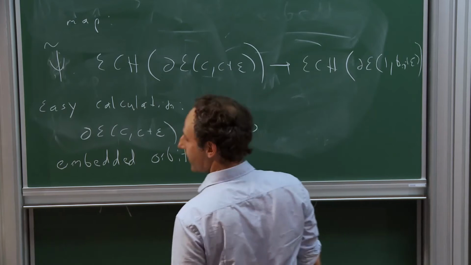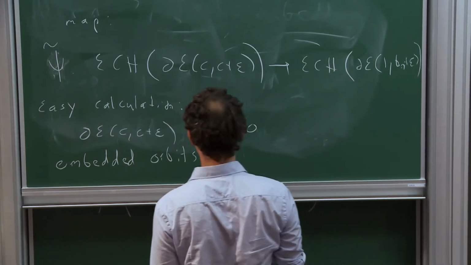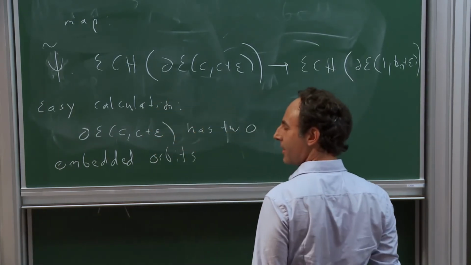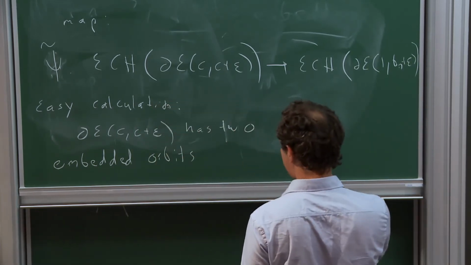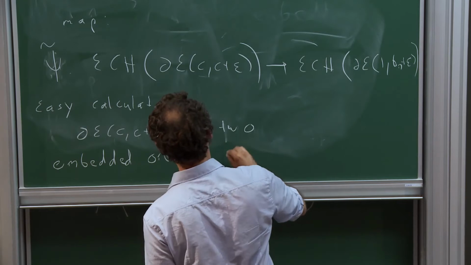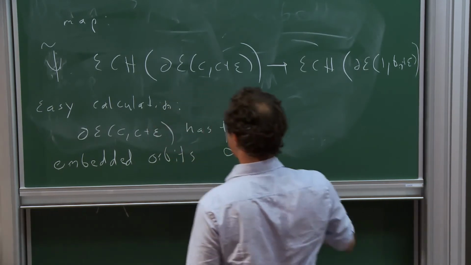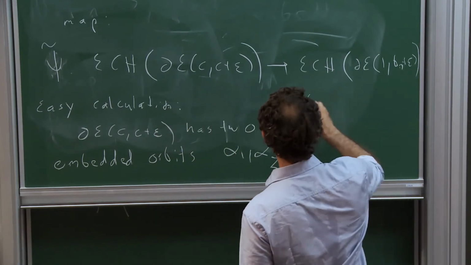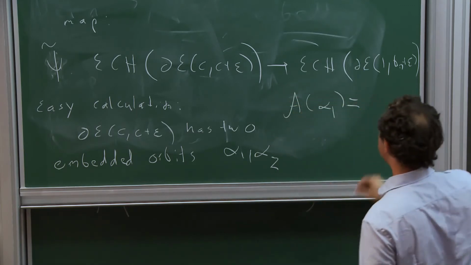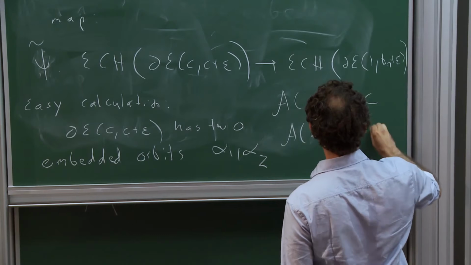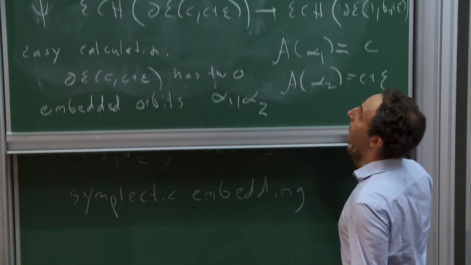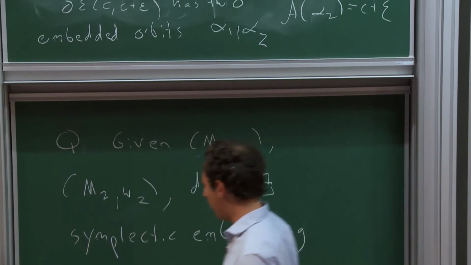Okay. So this has 2 embedded orbits, which I'm going to call alpha 1 and alpha 2. Well, the action of alpha 1 you can see is c, and the action of alpha 2 is c plus epsilon.